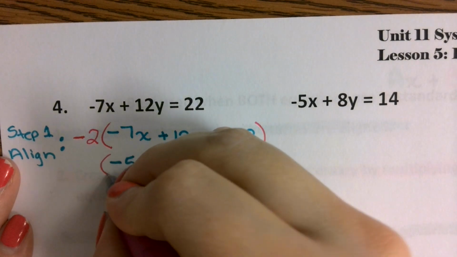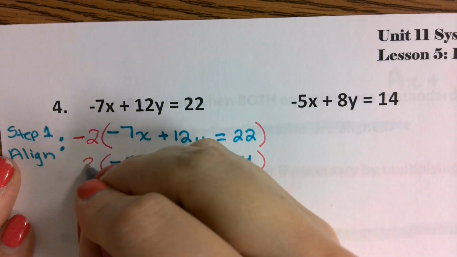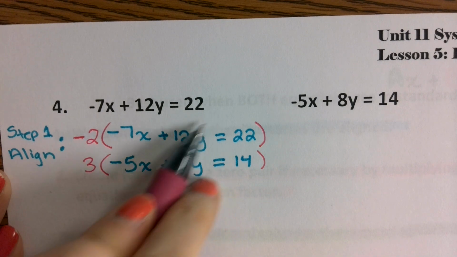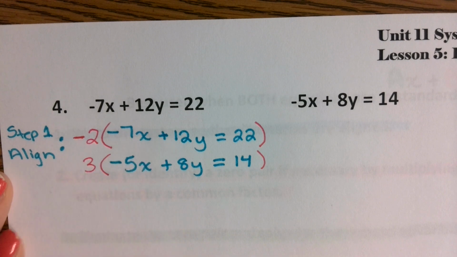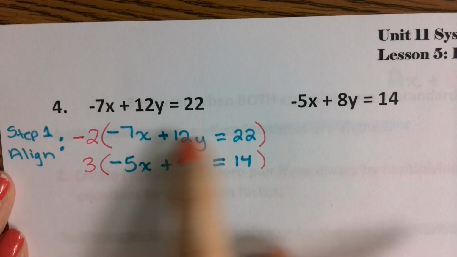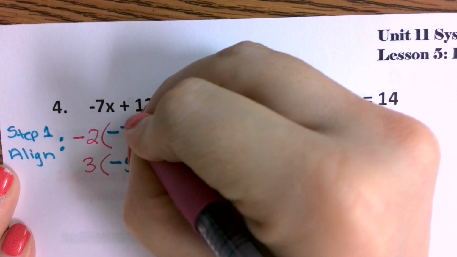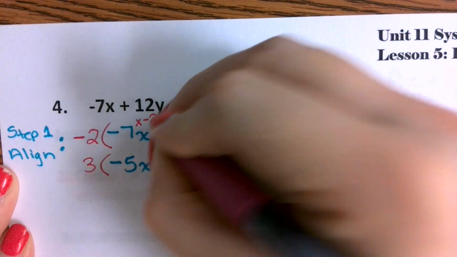And then the other one, I'm going to multiply it by a factor of 3. So here's what I mean that you have to multiply everything by a factor of 2. Notice I didn't just say, okay, I'm going to multiply the y's by a factor of 2. If you multiply the y by a factor of 2, you've got to multiply all of it, because all of it has to change in order for it to stay an equivalent equation. So that means I'm going to multiply here by a factor of negative 2.